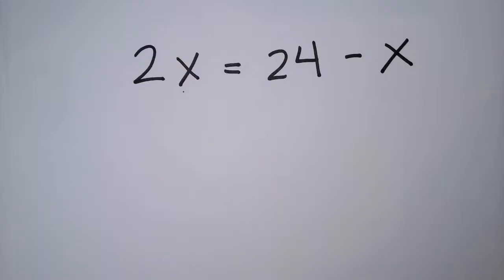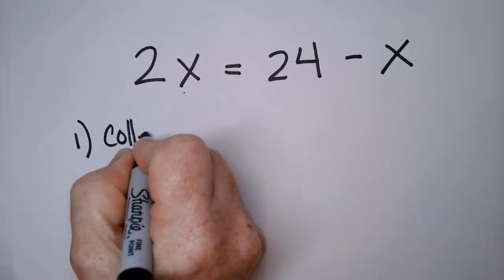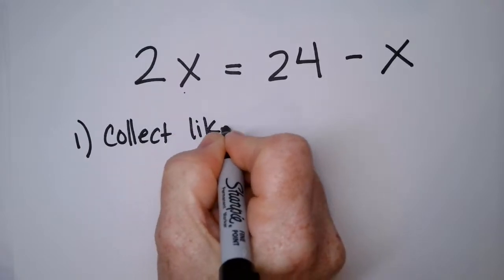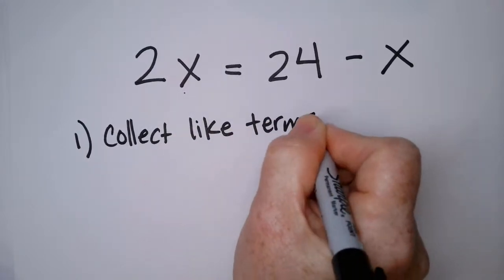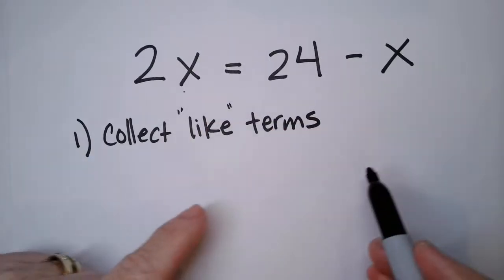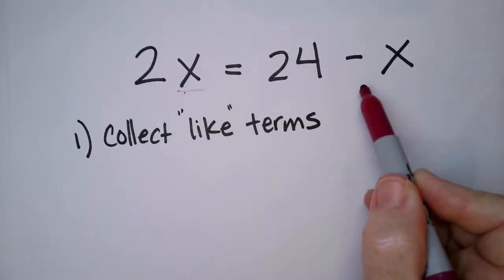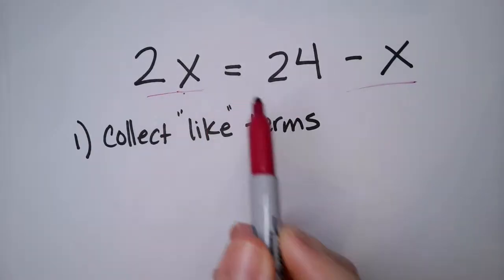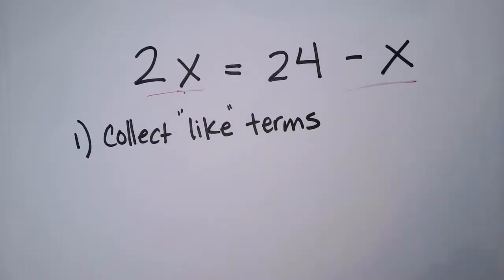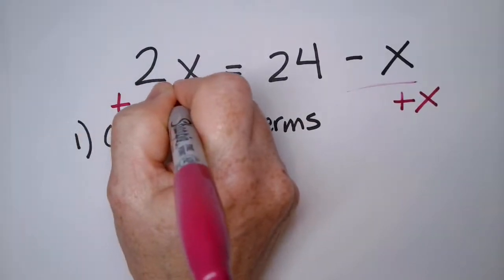So how do you know what to do first? The first thing we do is we collect terms. That's our first step. Collect, they call them like terms. Like in this case means you put the x's on one side and the things without the x's on the other side. I see a 2x here and a minus x here. You see that? So I'm going to say plus x, plus x.